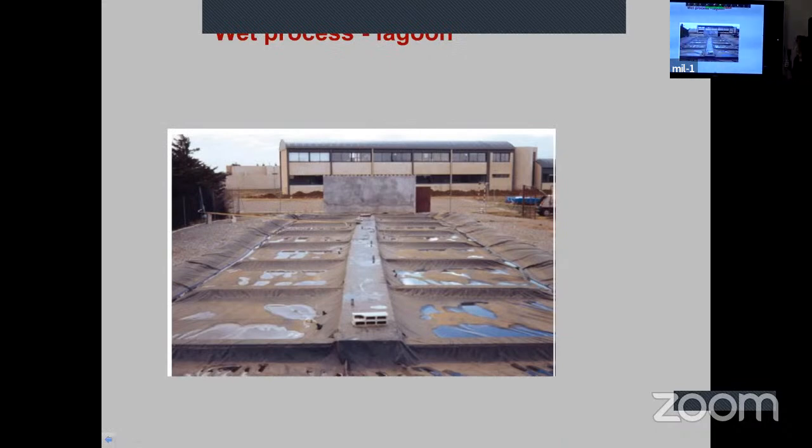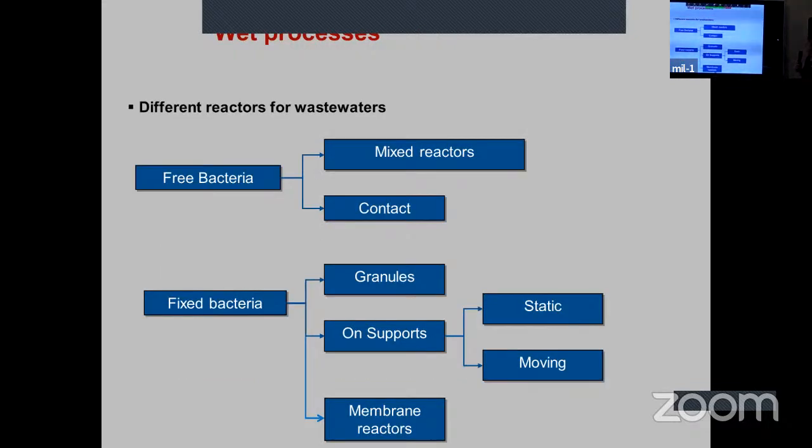So the easiest, the most robust, simple reactor for wet anaerobic digestion will be the lagoon, and it's only a tank, but which is closed to recover the biogas. And in this case, you can have very high hydraulic retention time.